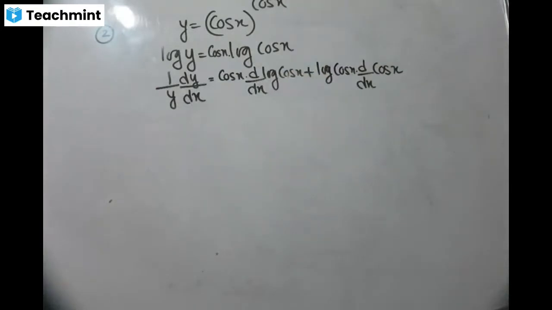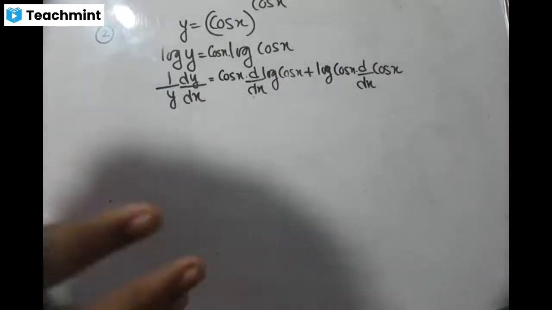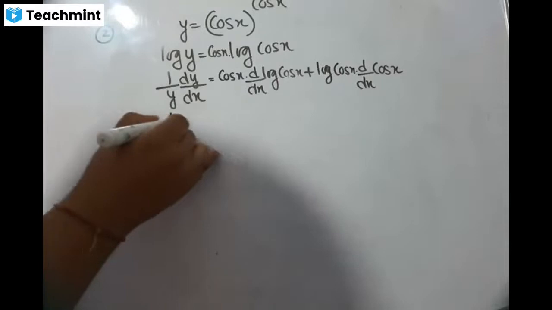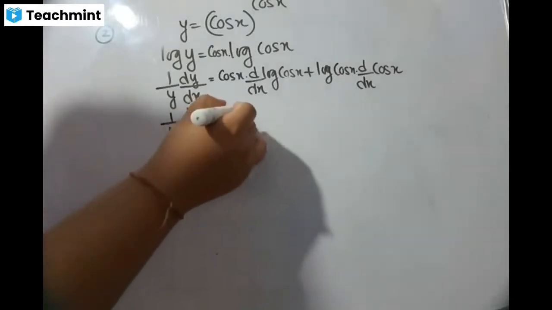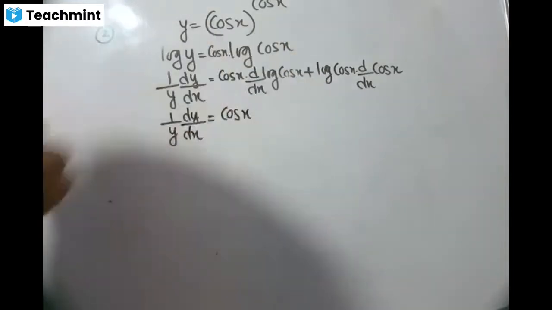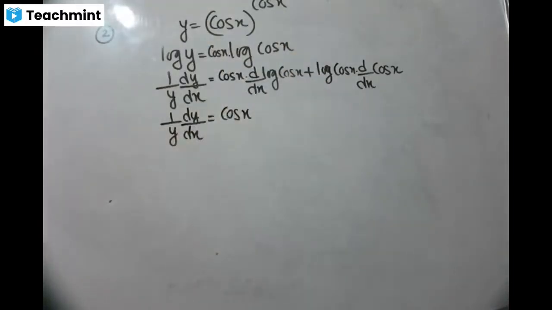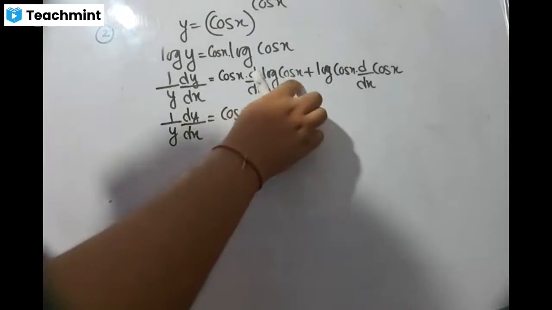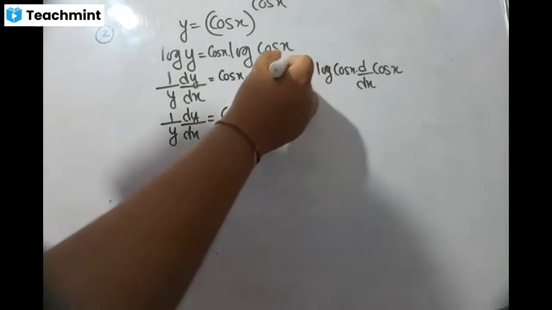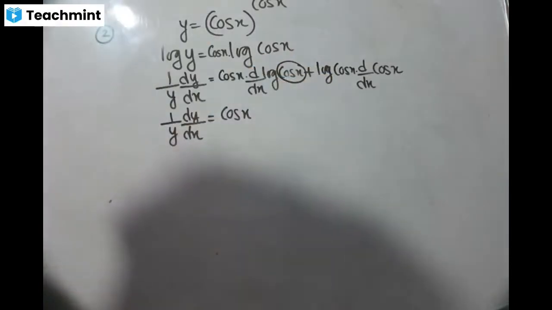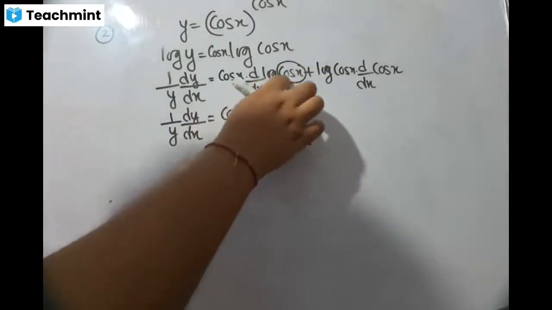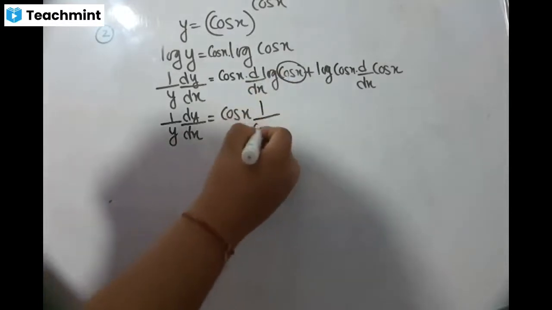Now, when it comes to differentiating, ask yourself the same question: do I know the formula for it? If yes, it is standard. If I don't, then it is a composite function, so don't worry, I'll teach you that also. 1 by y dy by dx equal to cos x as it is. Now we have to differentiate this, so think about the formula. Formula number 4 says log x, but this is cos x. So what do we do? We assume this as x. Since we don't know the formula for this directly, this is called a composite function. So we assume this as x, so the derivative of log x becomes 1 by x.